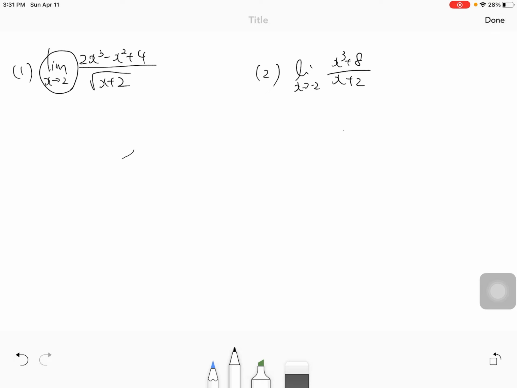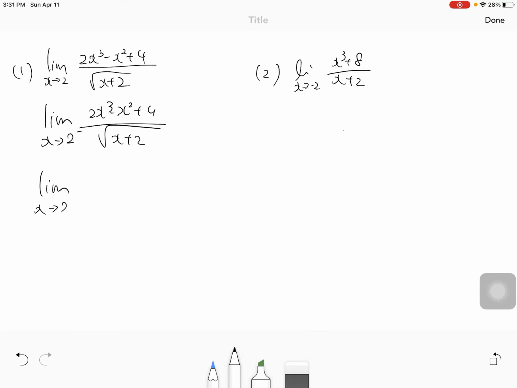So to find the limit as x approaches 2, you have to find two things. The first one is when x approaches 2 from the left side, and the second one is as x approaches 2 from the right side. So let's find it. But actually in this case you don't have any graph, so what you have to do is just plug in 2 into x.